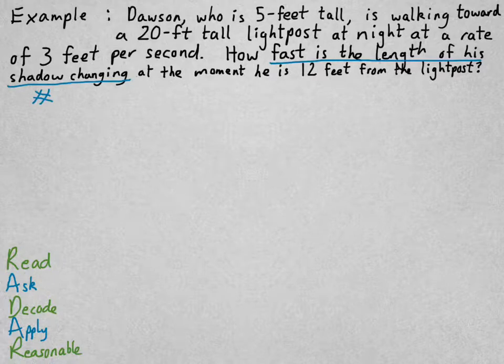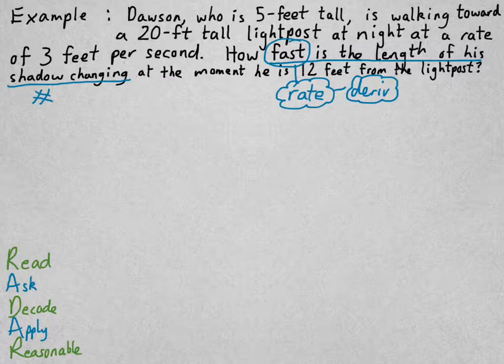It asked, how fast is the length of his shadow changing? Okay, so how fast would mean that the word fast there implies a rate, and when I'm thinking rate, I'm thinking derivative. Okay, so it is asking me to find, I'm going to use the letter L for the length of his shadow. I would otherwise use S, but my S's look like 5s, and I don't want to get you all confused. So L it is. So we're finding the derivative of the length of the shadow with respect to time.